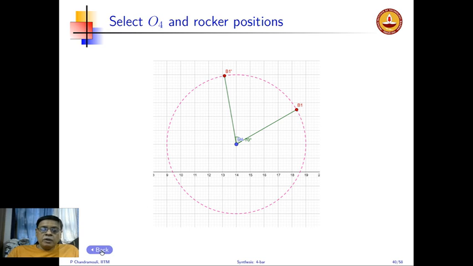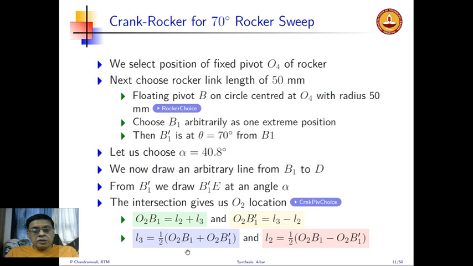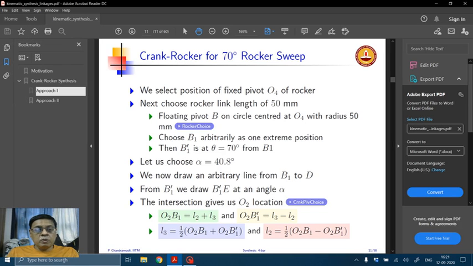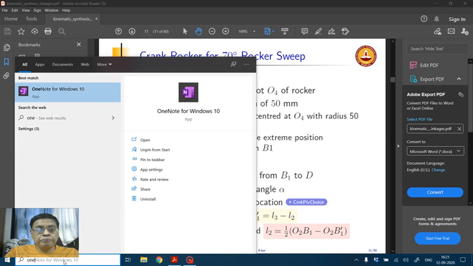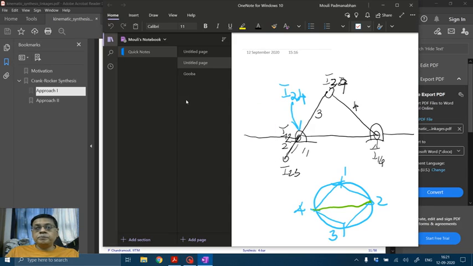Let me open up OneNote here. Give me a second, I'll open OneNote here. Let me add a page.